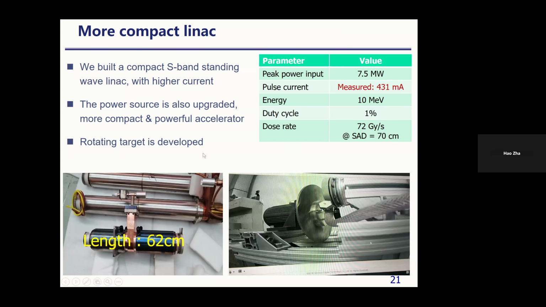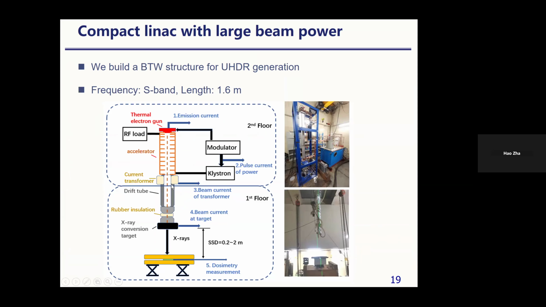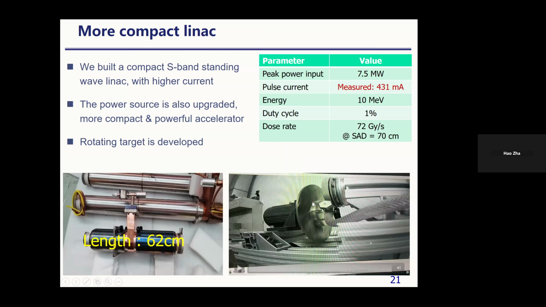We eliminated the long drift tube. We use a rotating target because the heat load is very huge. If we rotate the tungsten target, it can spread all the heat over a larger area. After the calculation, we showed that the temperature stays below 600 degrees. And this gives us a high dose rate.